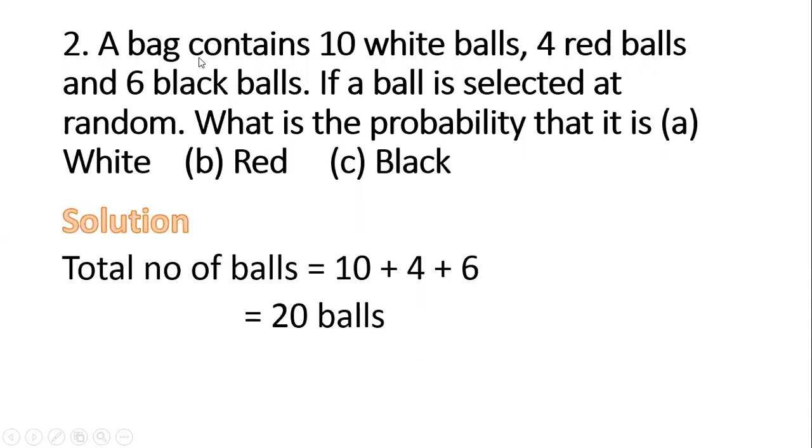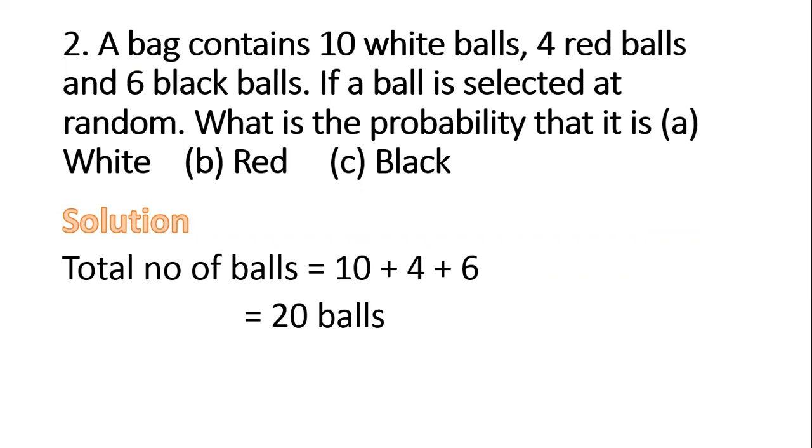2. A bag contains 10 white balls, 4 red balls, and 6 black balls. If a ball is selected at random, what is the probability that it is A, a white, B, a red, and C, a black ball, in that order? The first thing we are going to do is find the total number of balls in the bag. That is 10 white plus 4 red plus 6 black, which gives us 20 balls altogether, because they are identical balls of the same size.